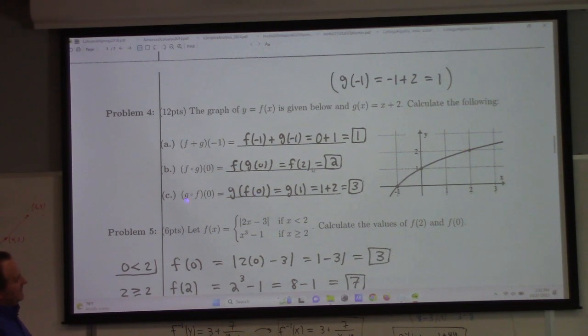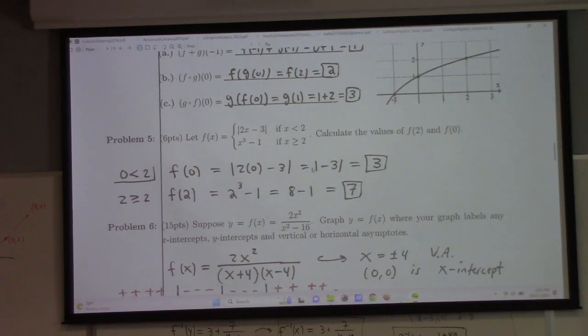G of f of 0, well, what's f of 0? F of 0 is 1, so that's g of 1. What's g of 1? Well, g of 1 is 1 plus 2, which is 3. I did not plan it. It just worked out accidentally to 1, 2, 3. That was not on purpose, actually.